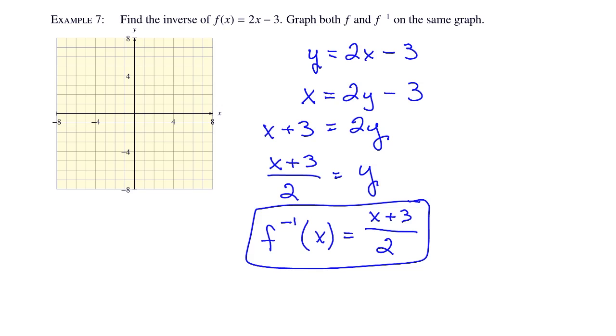Let's go ahead and graph these two functions on the same grid. So we're going to have a y-intercept of -3 and then a slope of 2, so up 2 over 1, up 2 over 1.